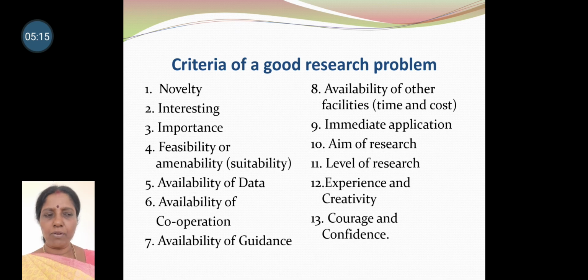Then availability of guidance. So guidance here from your research supervisor, then from your experts, then your co-scholars, from your seniors, then from the sample people. So like that you have to get guidance from all the aspects that will be useful for your research. Then availability of other facilities, that is time and cost, a very big constraint for all the researchers. So you have to complete that within the stipulated time, and it should be at a reasonable cost.